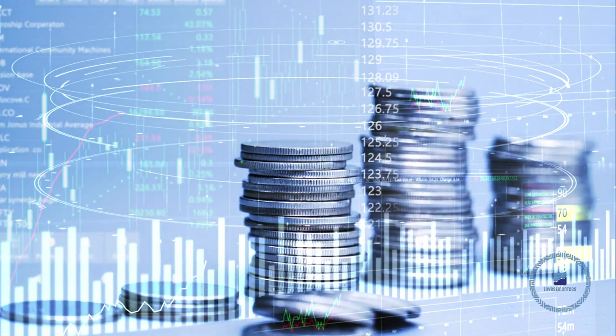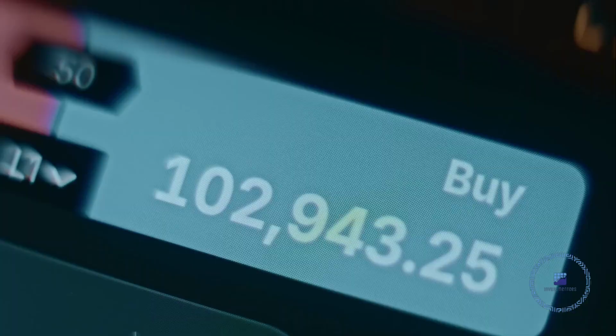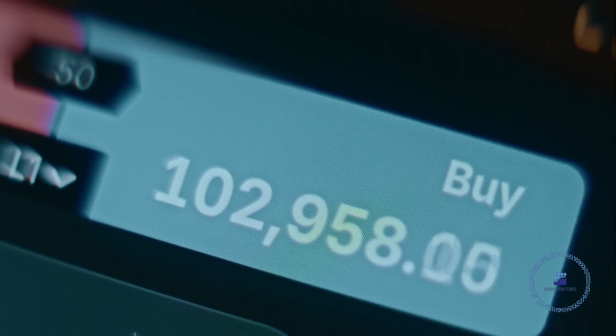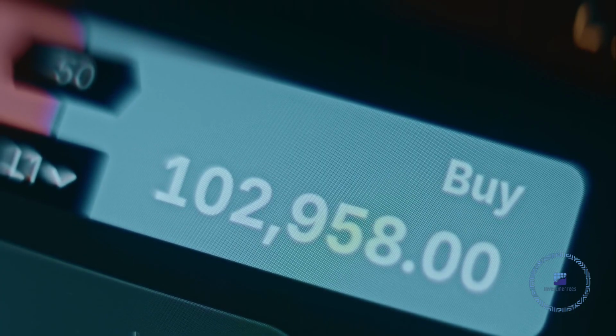Third, it improves long-term profitability. Even if only half of the trades are successful, maintaining a 3-to-1 risk-to-reward ratio ensures the overall trading account grows steadily.